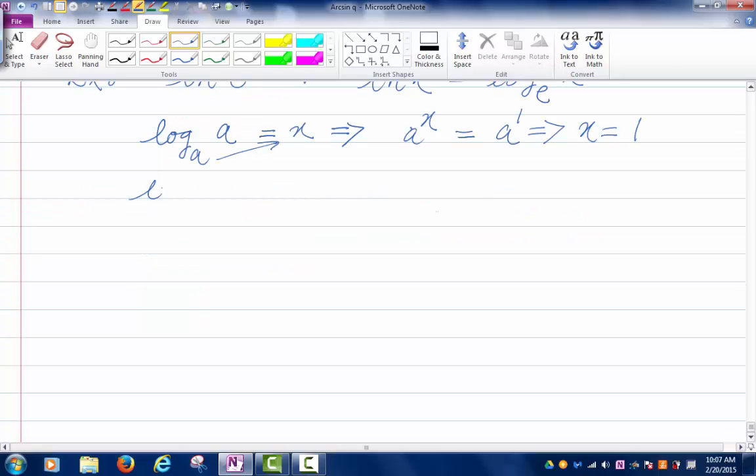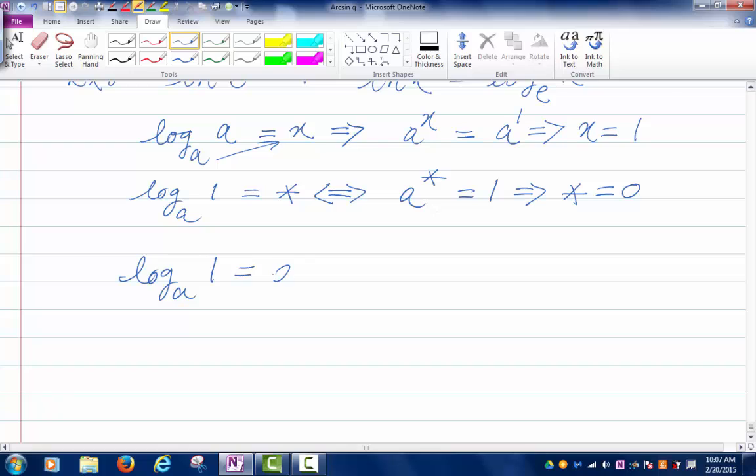What is log base a of 1? 0. That has to be 0, because it means that log base a of 1 is some number if and only if a to the that number is 1, and the only exponent for which a to the that is 1 is 0, right? So that number has to be 0. So that means that log base a of 1 is always 0, just like the ln function, right? Any questions, anybody?